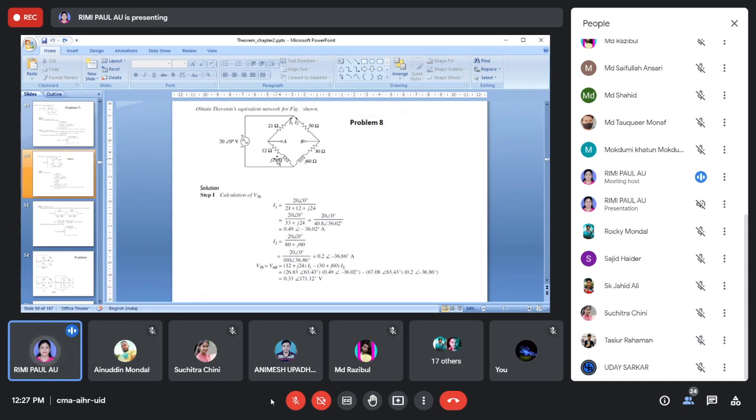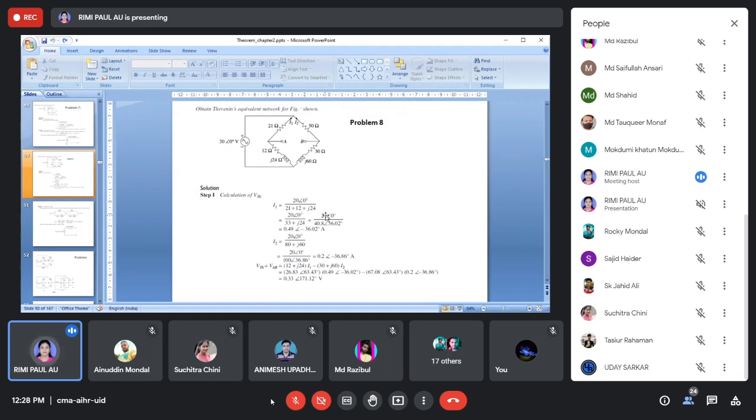And if we get Z equivalent, then 20 by Z equivalent gives the current. Now if we can find out the current here, then you can find out the branch current. If we get the branch current, then you can find out the drop here and the drop here. So you can easily find out VA and VB. You can see this is already solved here.